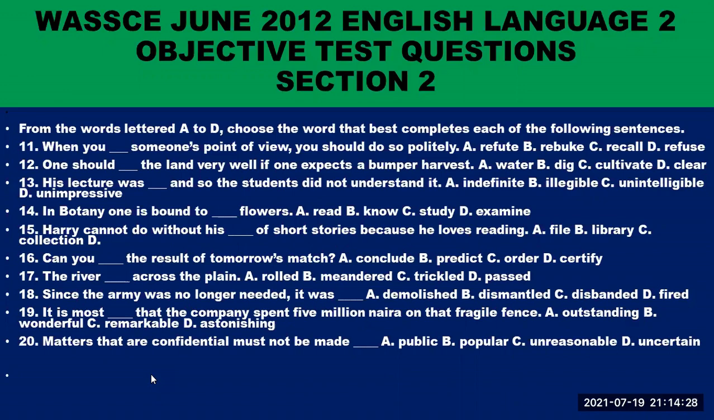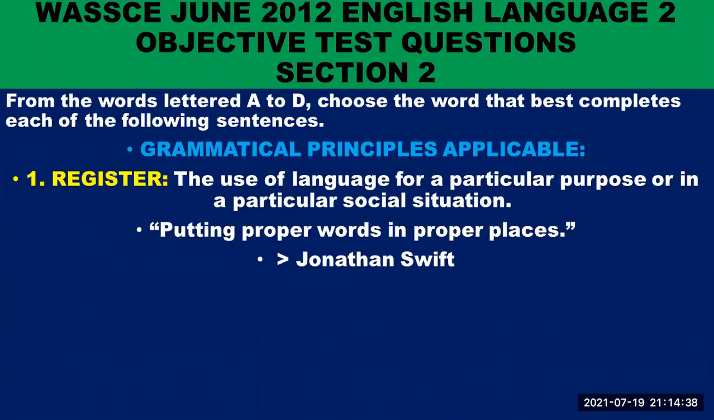Now, the first grammatical principle we will be applying in this section is known as register. It is known as what? Register. What does register mean? Register is the use of language for a particular purpose or in a particular social situation. So repeat after me. Register is the use of language for a particular purpose or in a particular social situation.